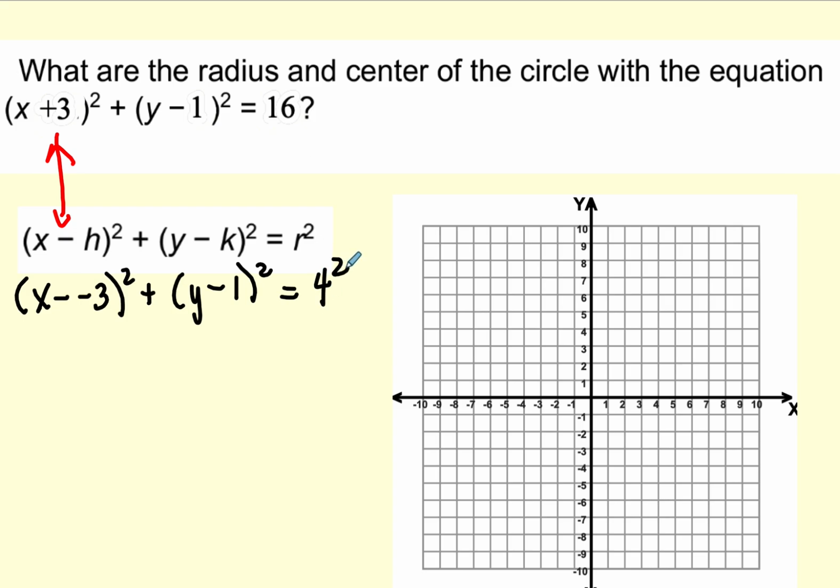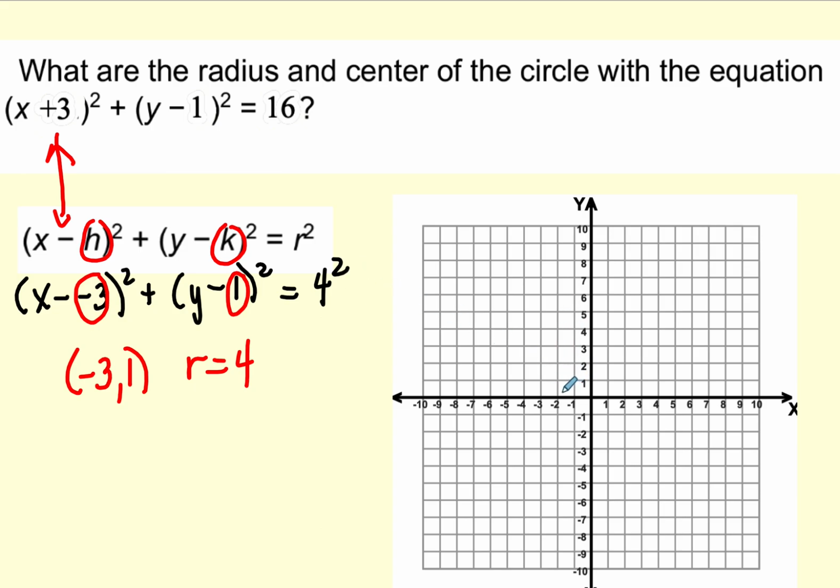Okay, so the number after the minus sign is our (h, k). So the center of our circle will be (-3, 1), and our radius will be the number 4, because that's the number you have to square to get 16.